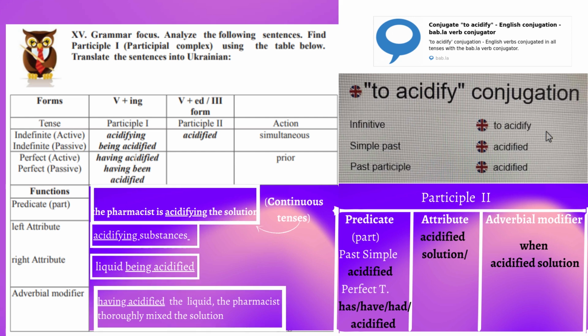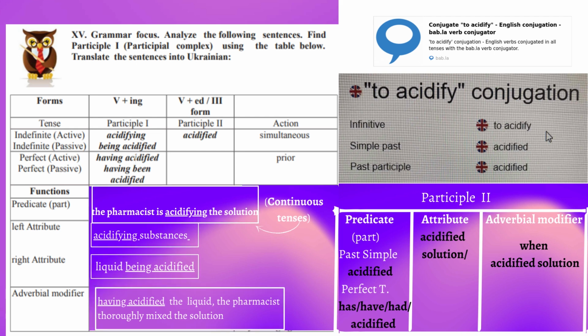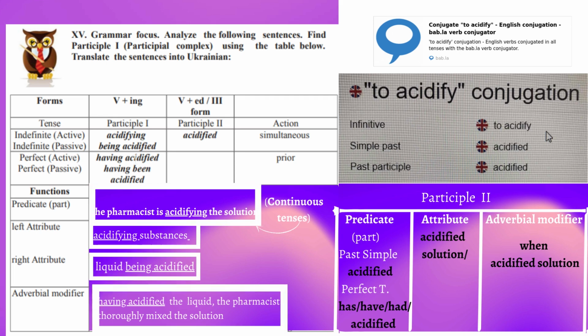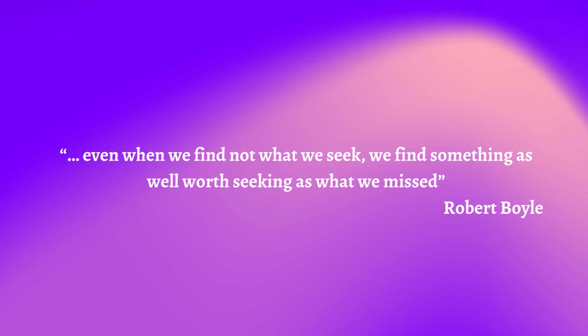Participle perfect, active and passive, expresses prior action. Having acidified the liquid, окисливши рідину, the pharmacist thoroughly mixed the solution. Фармацевт ретельно перемішав розчин. Find not what we seek. We find something as well worth seeking as what we missed, claimed Robert Boyle.